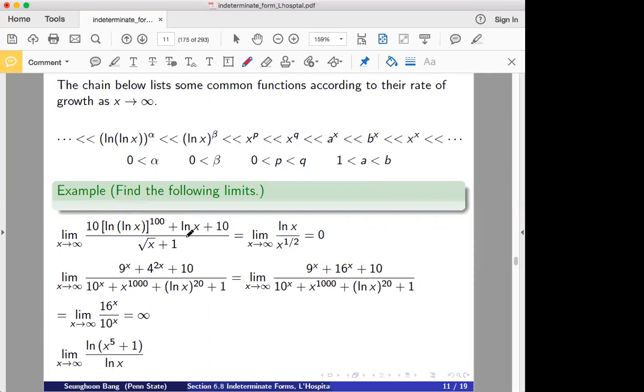So which one is growing faster? Top one or bottom one? What do you think? Answer is infinity. Top one is growing faster. Is that right? Top one is growing faster. Top one. Really be careful.